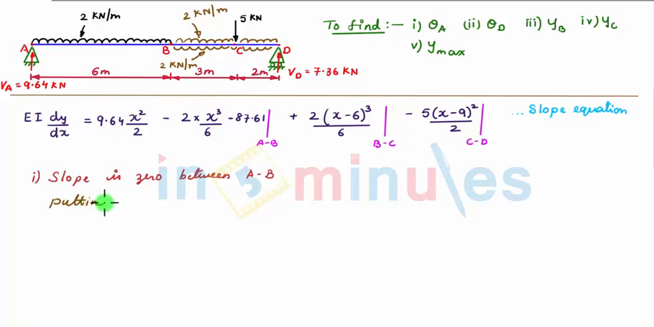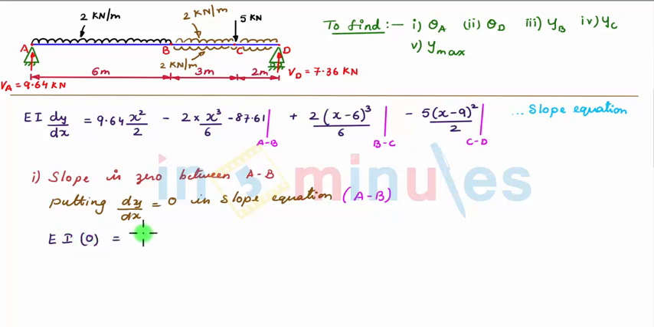Putting dy by dx equal to 0 in the slope equation, and considering the equation up to first partition, that is between point A and B, we have EI into dy by dx, which is 0, is equal to 9.64 into x square by 2 minus 2 into x cube by 6 minus 87.61 first partition. So we get this cubic equation. Now upon solving this on calculator, we get three values of x.